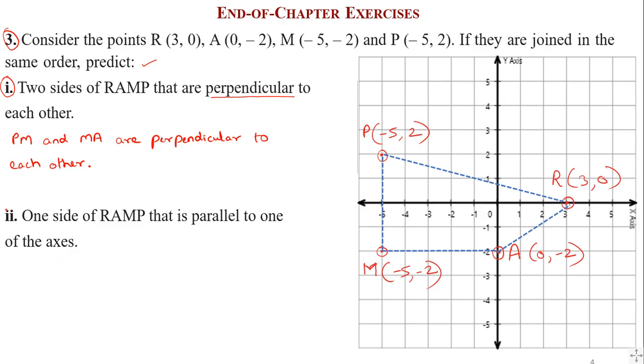So now we will see the second sub question. So one side of RAMP, meaning R, A, M and P, that is parallel to one of the axes. So which one side is parallel to one of the axes? So if we see here, this line MA is parallel to the x-axis. So that is what we will write here.